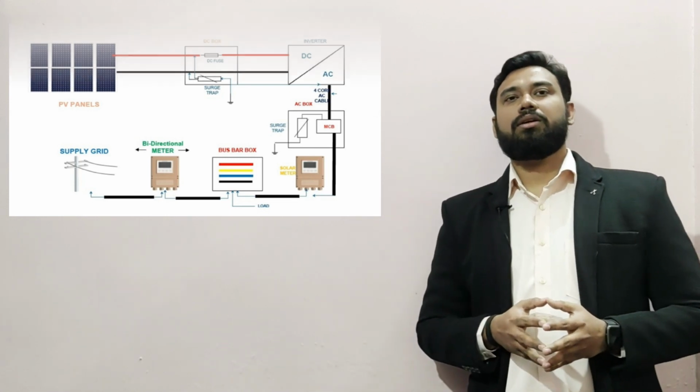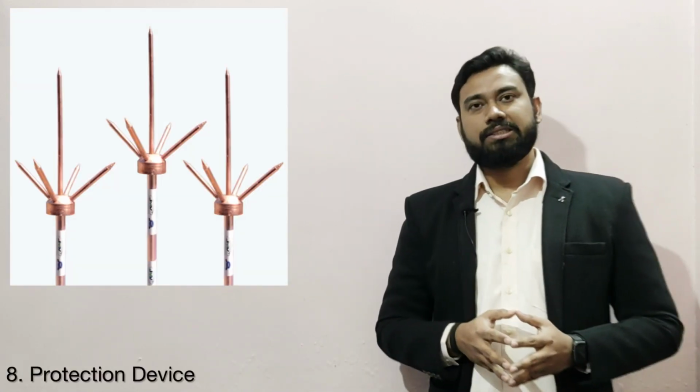Next is the protection device. Due to direct and indirect lightning and other fault conditions, components of the solar system may get damaged. To protect the solar system from these damages, protection devices such as surge arrestors, circuit breakers, grounding methods and other safety devices are installed. So this is all about the components in the off-grid system.